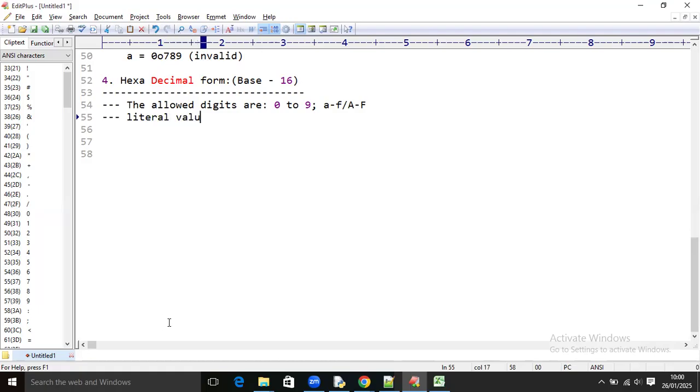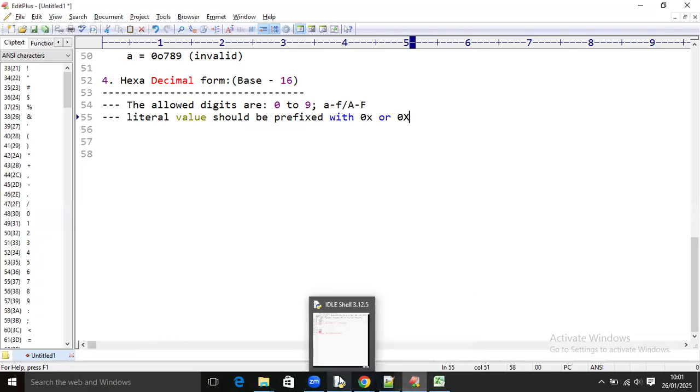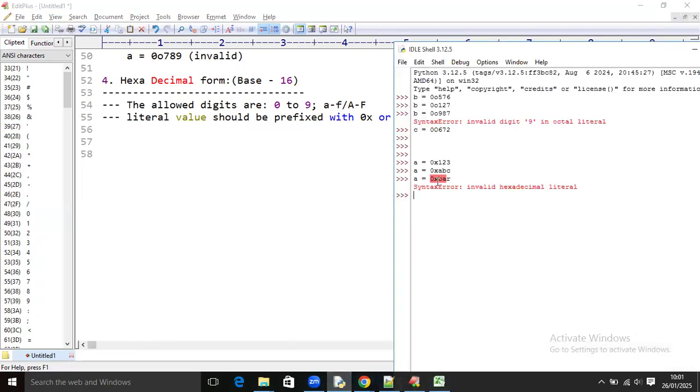Value should be prefixed with 0 small x or 0 capital X. 0 small x and 0 capital X. Here we had given small x, but we can also give capital X.